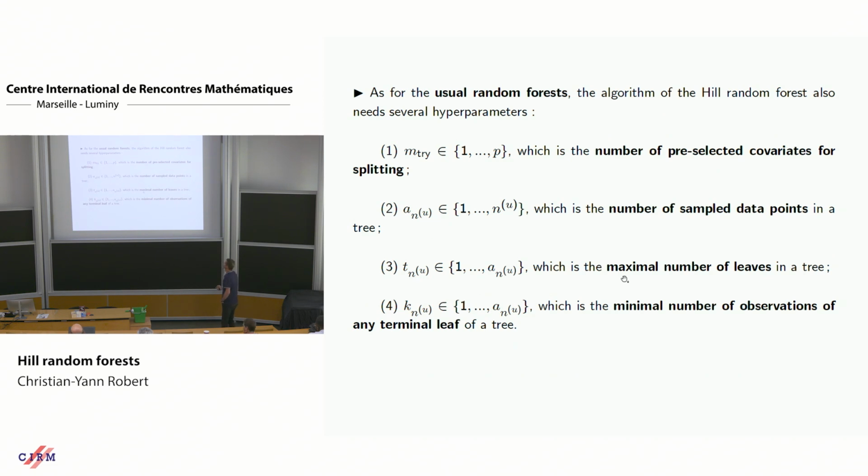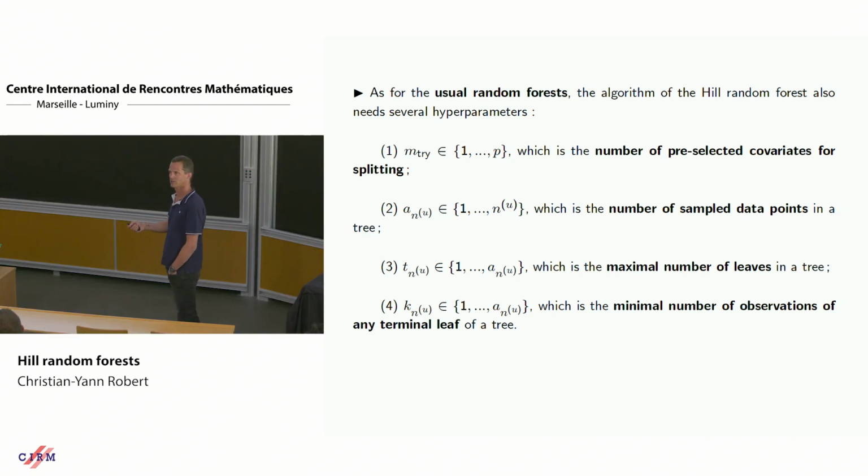You have two additional parameters. First, n-try, which is the number of covariates you want in your subsample, as well as an, which is the number of data you need for your regression tree. So now you have 4 hyperparameters that you use to estimate.